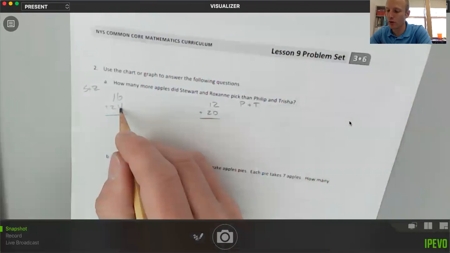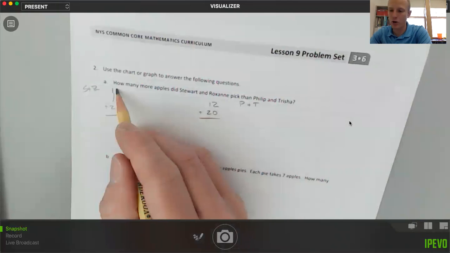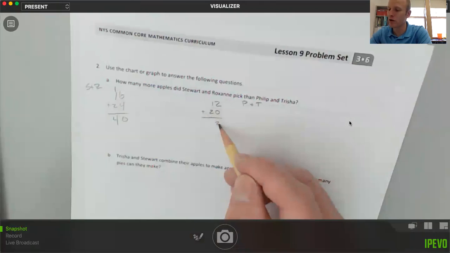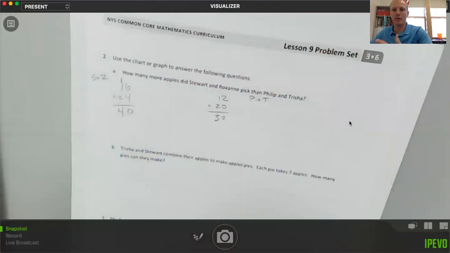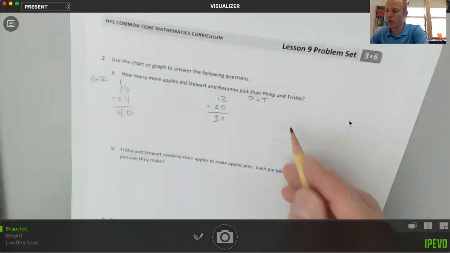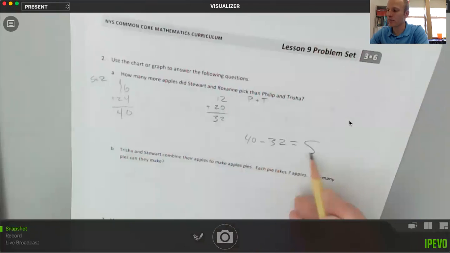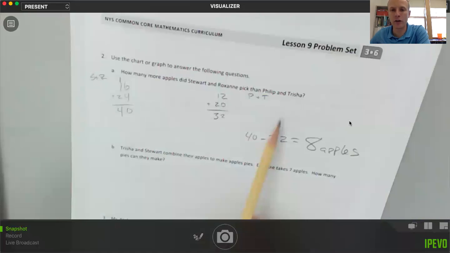So 6 plus 4 is 10. So I put the 0 in the ones place and the 1 in the tens place. 10, 20 plus 20 more is 40. And they had 32. So now we need to find the difference. When it says how many more, that means find the difference. 40 minus 32 equals 8 apples. And I'm not going to do the standard algorithm for that because I want you to just be able to look at this and see that I need to add 8 more to 32 to get up to 40.